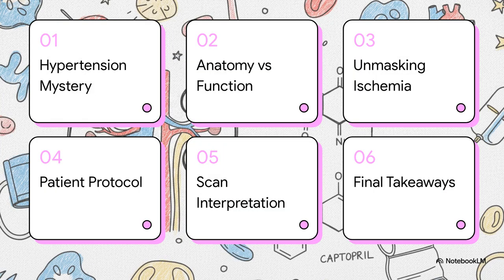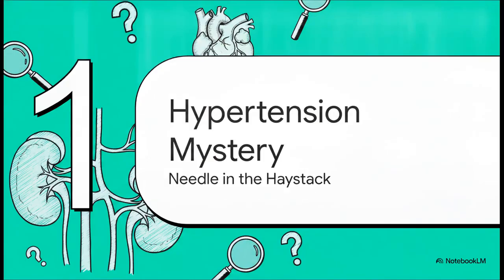Okay, here is our roadmap for today. We'll start with the hypertension mystery, then compare anatomy versus function, and unmask the ischemia. From there, we'll move into patient protocols and workflows, look at tracers and scan interpretation, and wrap up with limitations and our final takeaways.